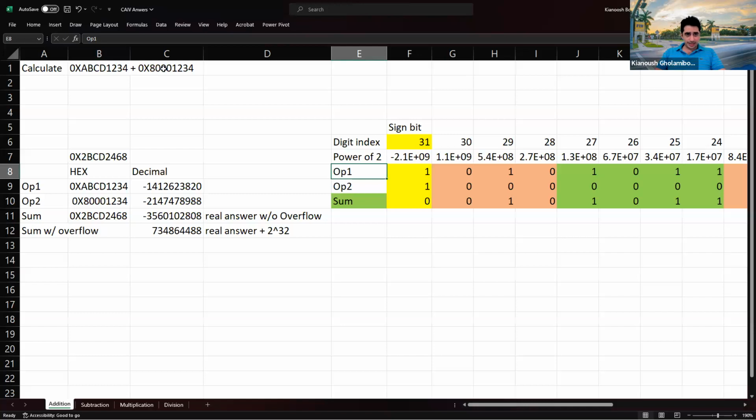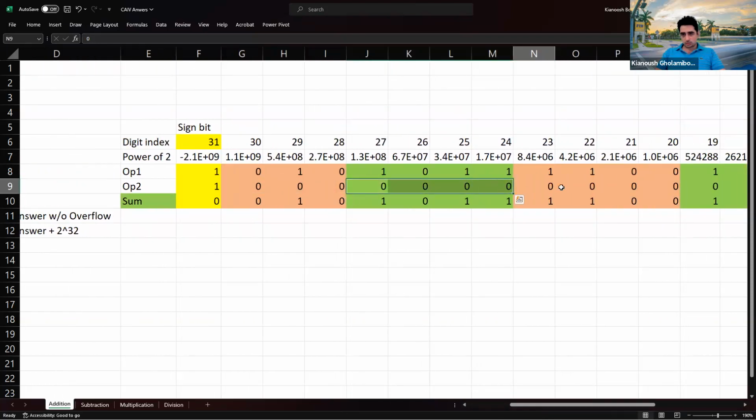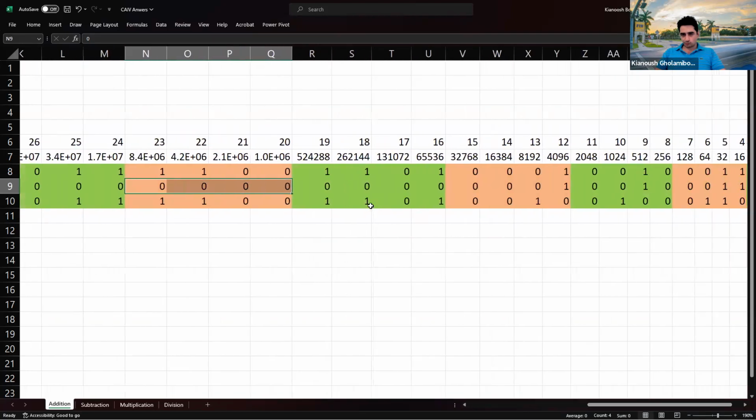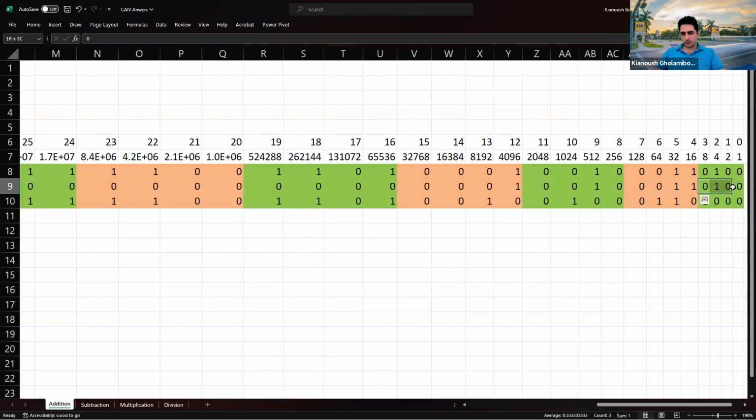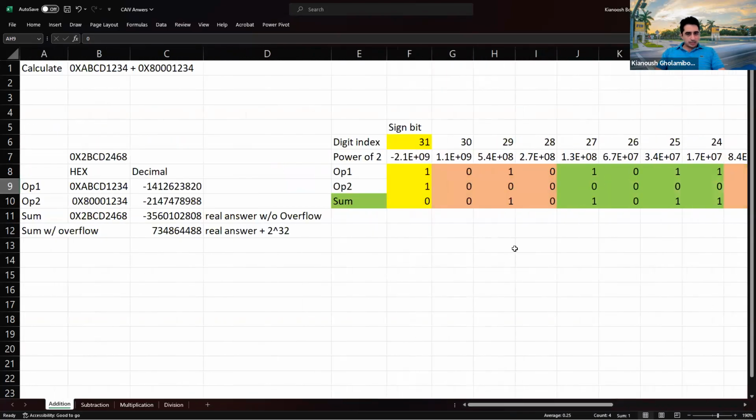The second operand is 80000123. This is 8, which is 1 0 0 0, then 0 0 0 0, and so on. Then there was a 1, and then 2, and then 3, and then the last hexadecimal digit was 4, so it should be 0 1 0 0. That's how you convert hexadecimal to binary. By now you should be able to understand how to do this. We discussed this before in the previous modules.